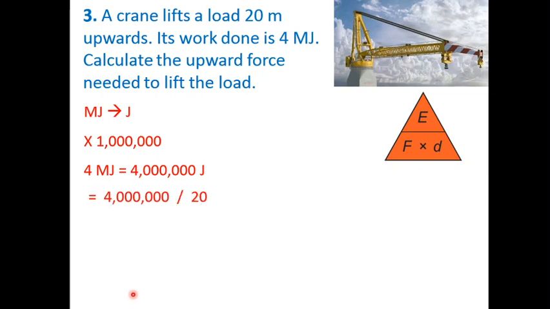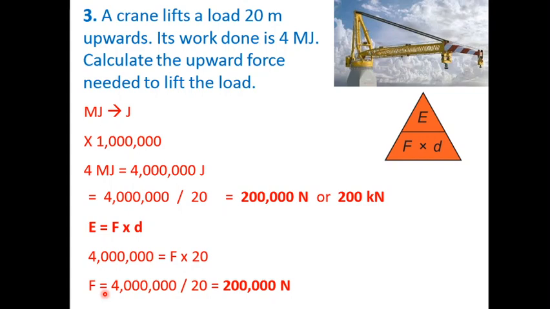The next job is to either have a look at the triangle or have a look at the equation. If we look at the triangle, it tells us we need to do the work done divided by the distance given here. So that's 4 million joules divided by 20 metres, and that gives us an answer of 200,000 newtons, or if you put it in kilonewtons, it's 200 kilonewtons.